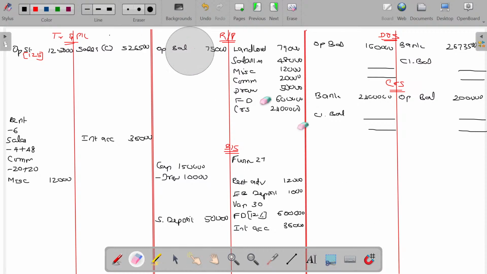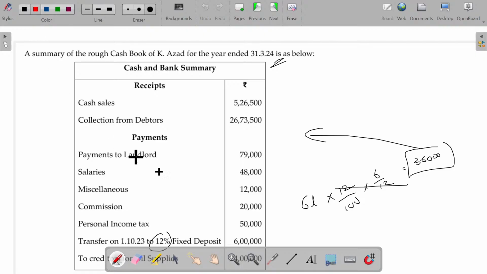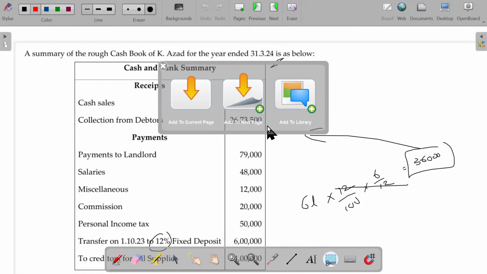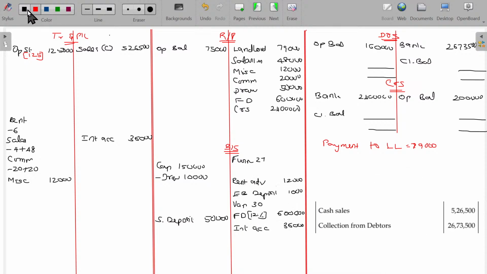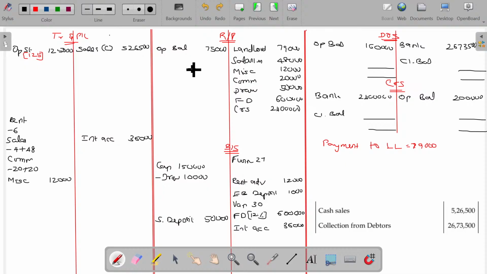Payment to landlord, I keep it pending separately to be discussed. Payment to landlord, the value being 79,000. I have to deal it separately. One of the interesting adjustments. Now, receipt side, cash sales and collection from debtors should be posted twice. Once we posted, so second posting also be done now. Cash sales 5,26,500 posted here. Again, it should be posted in the receipt side. Sales, cash sales, the value being 5,26,500.